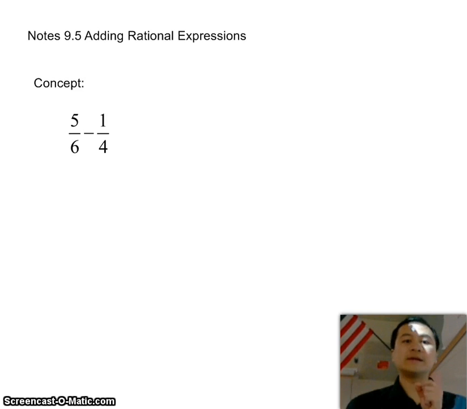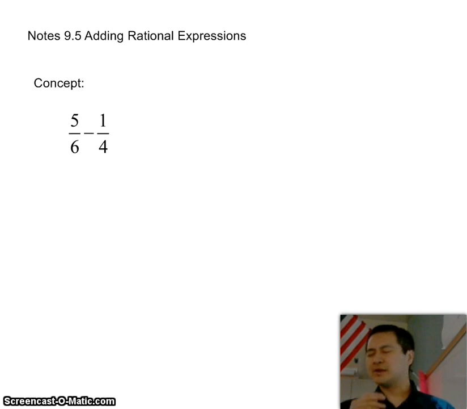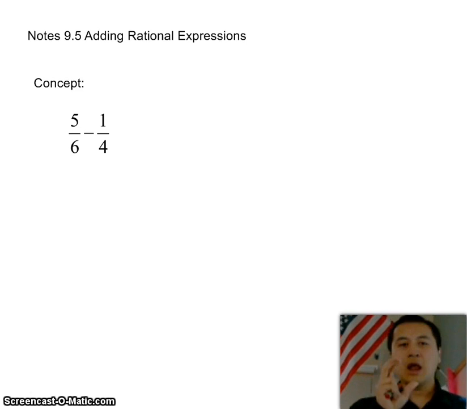So please pause this, and can you subtract these two fractions, please? Just pause it, give it a try, and unpause it when you're done. Alright, good job.